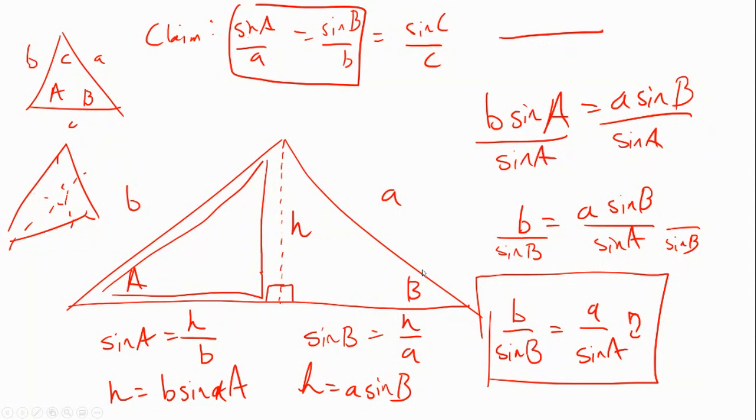Point being, dropping an altitude in any triangle you want, and then expressing the sine of different angles related to the height of that altitude is how you get the law of sines.